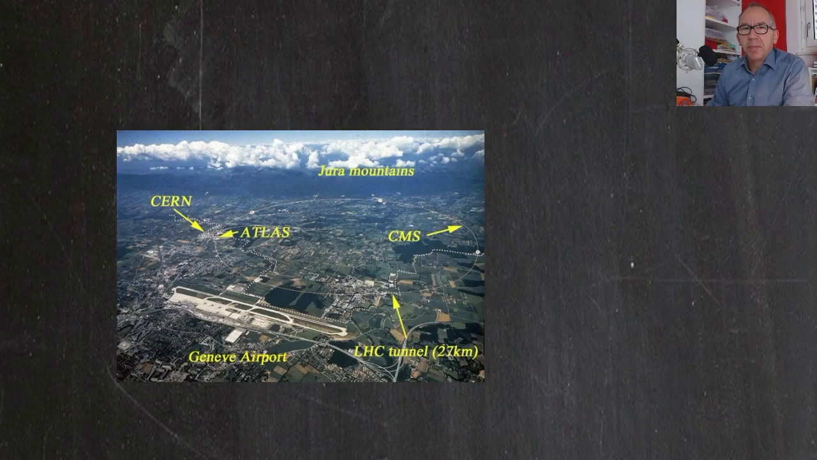Hello everybody. In this picture you see the airport of Geneva, and here is the CERN with this accelerator almost 30 kilometers long. We want to find out how do they accelerate the particles, and the answer is they do it by electric and also magnetic fields. This is today's topic.